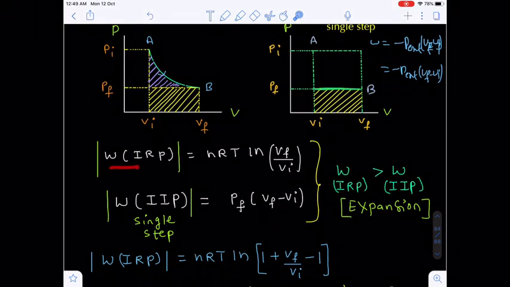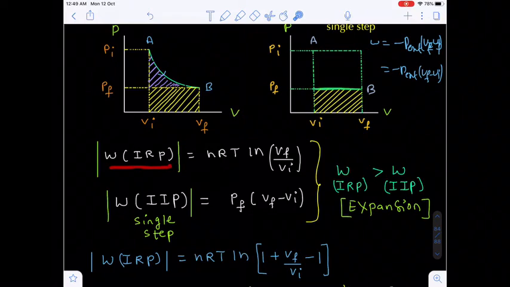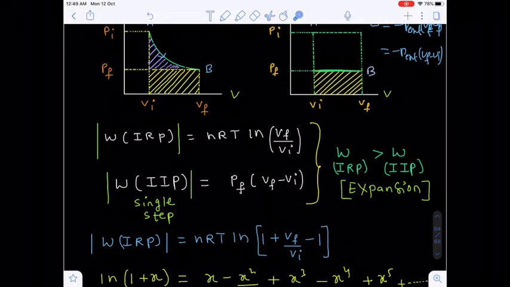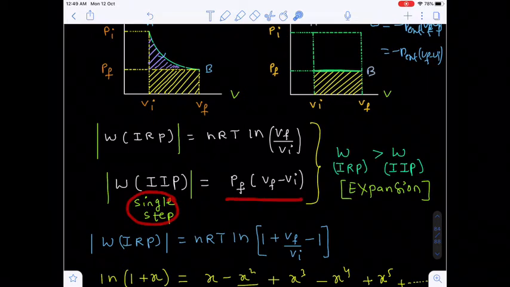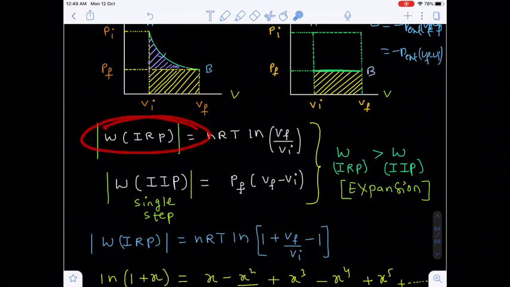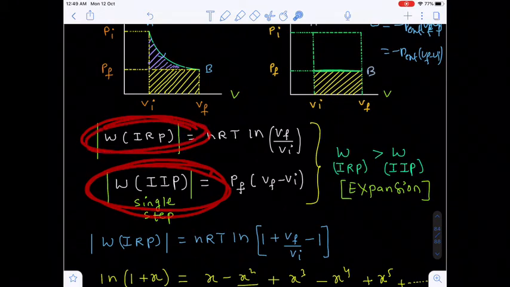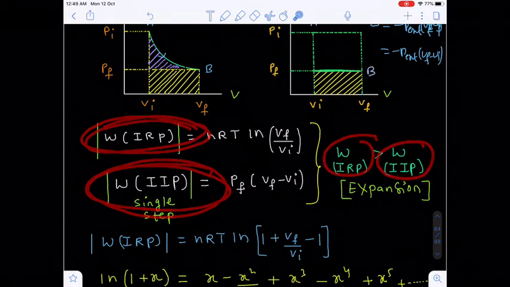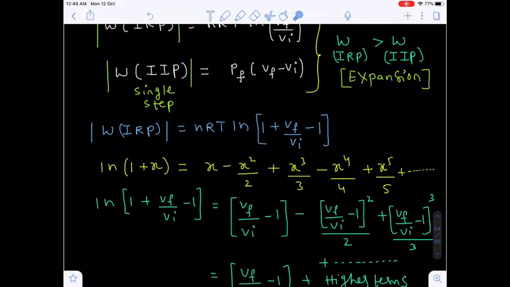We can prove it mathematically. How? Let's suppose the modulus of work done in an isothermal reversible process is equal to nRT ln V2 by V1, that means V final by V initial. I am not taking the negative sign because I am taking the modulus value. Now work done in an isothermal irreversible single step process is equal to P external into V2 minus V1. Now I have to prove that the work done in isothermal reversible expansion is greater than in isothermal irreversible expansion. It can be proved mathematically.